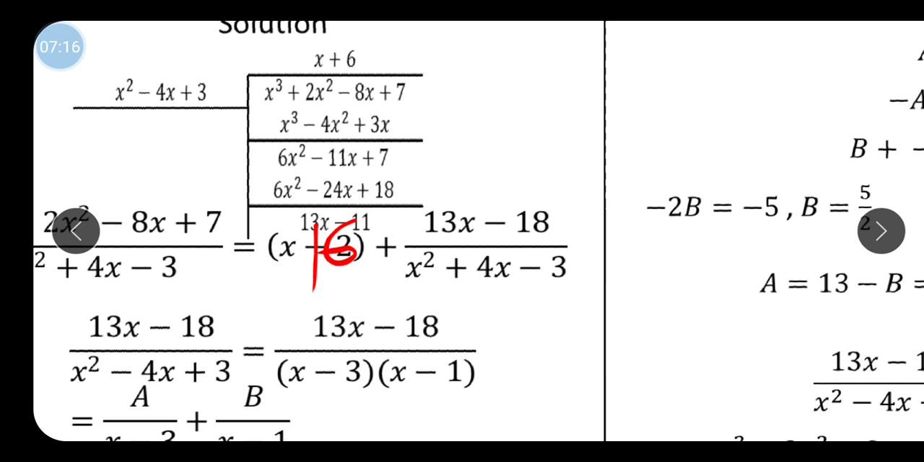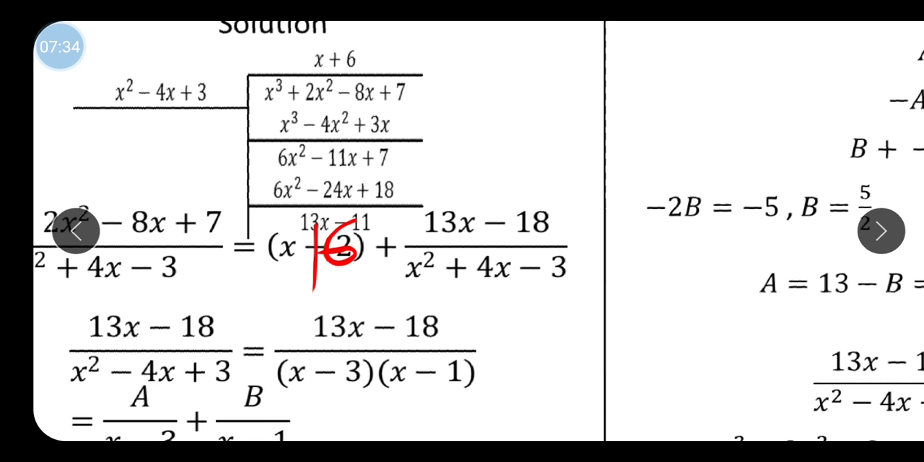Now, again, we will divide by x squared. We use 6x squared divided by x squared, and that will give us 6. So we use 6 to multiply. That will be 6x squared minus 24x plus 18.